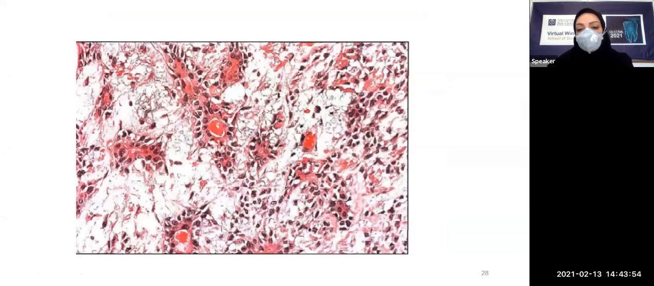This is another part of the lesion. As you can see, different parts show different views. It doesn't look similar in all the fields. Here you can see a mixed stroma, a loose stroma, and scattered stellate-like cells inside this, and also some duct-like structures lined by multiple layers of cells.